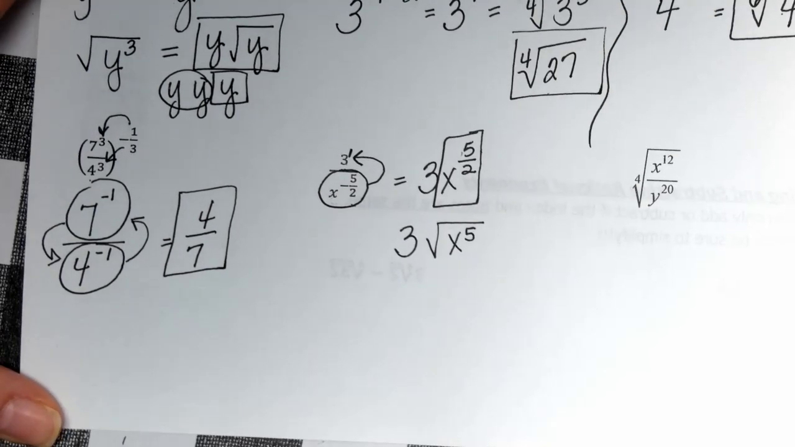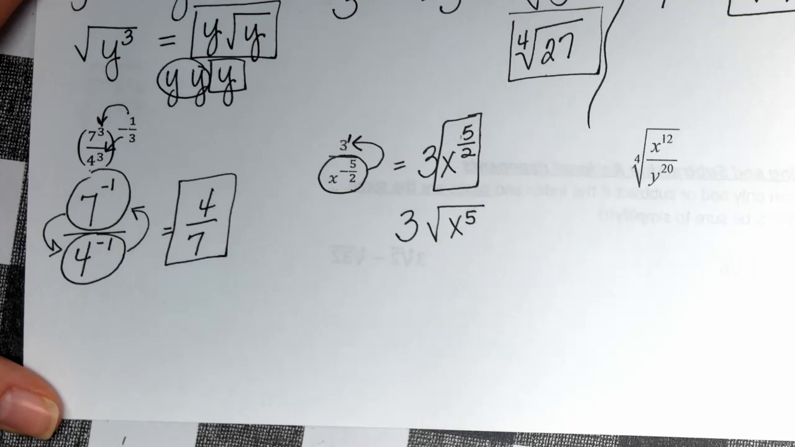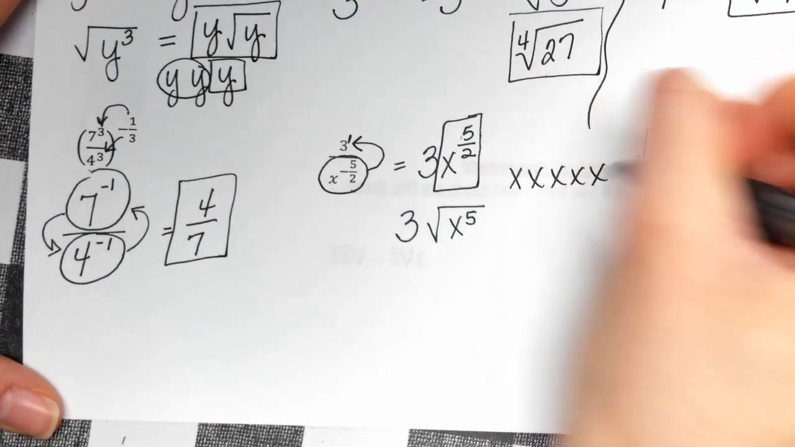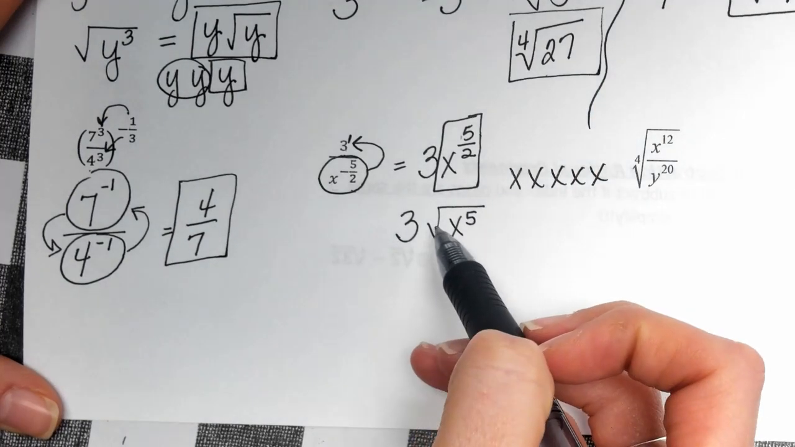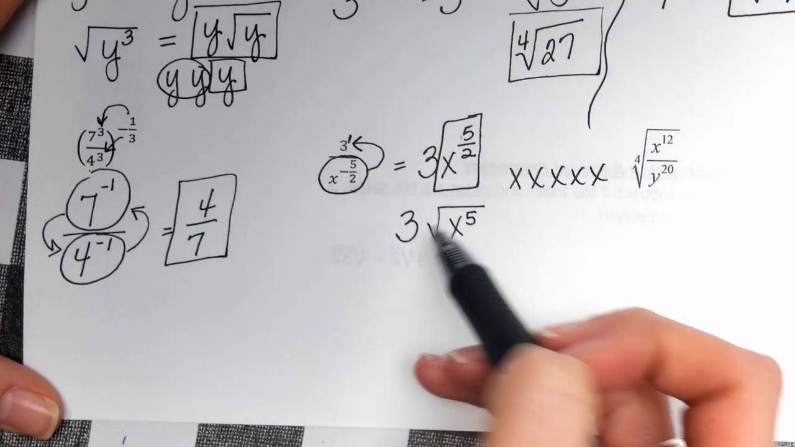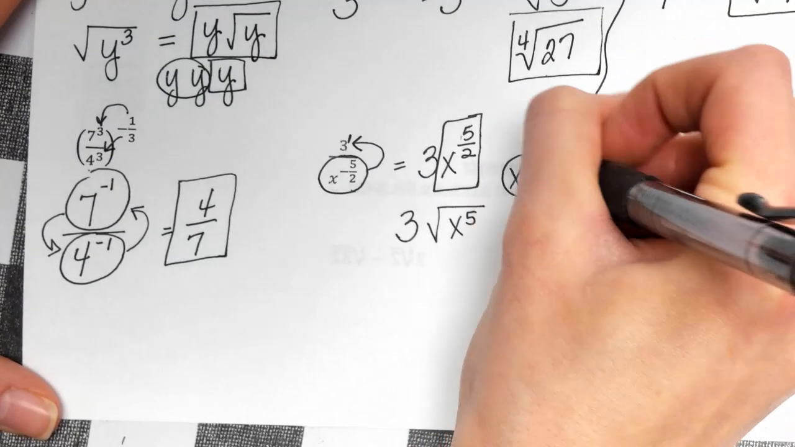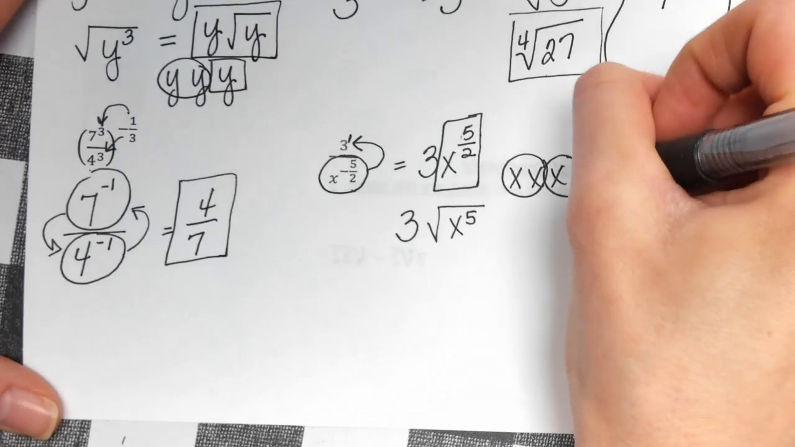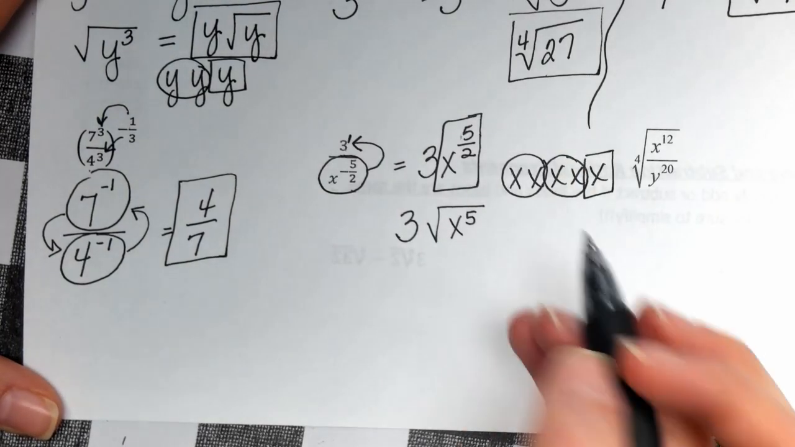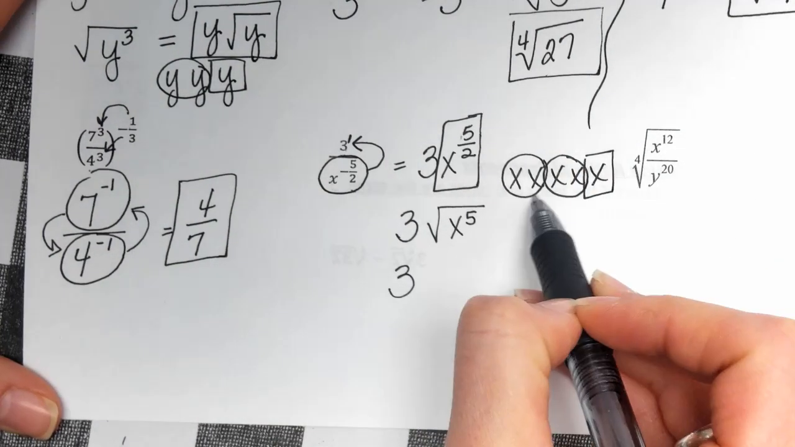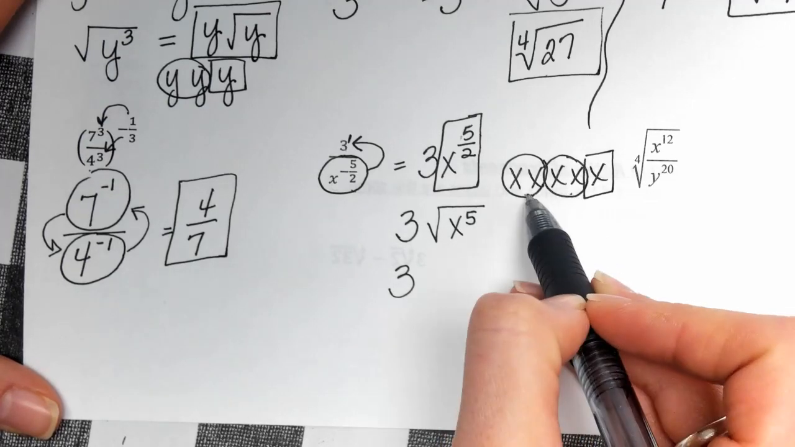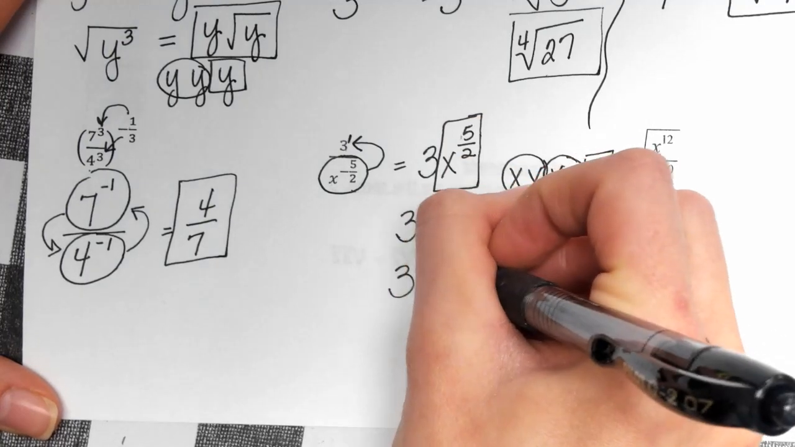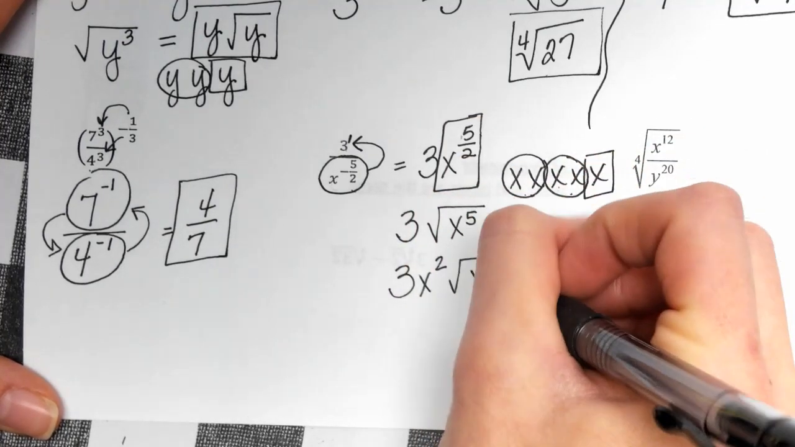Can I simplify that? Yes. I have 5 x's. Your exponent tells you how many you have. Your index tells you you need groups of that. So I have a square root, so I need pairs of 2. I can pull out 2 pairs with 1 left over. So I'm going to have my 3. However many pairs you have of your variable tells you your new exponent. So if I have 2 pairs, x and x, that gives me x squared, square root of x.